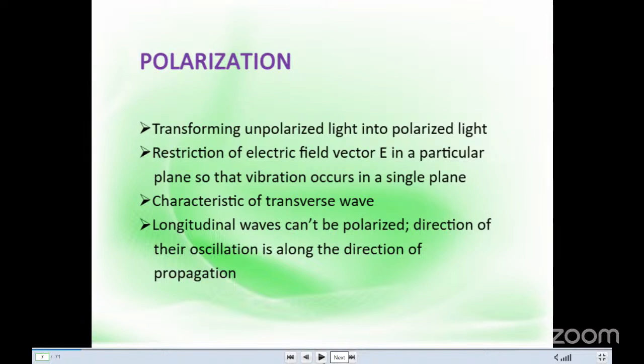So this is a characteristic of transverse waves. Longitudinal waves cannot be polarized. Why? Because the direction of their oscillation is along the direction of propagation. Both are parallel to each other. That's why polarization cannot be observed there.